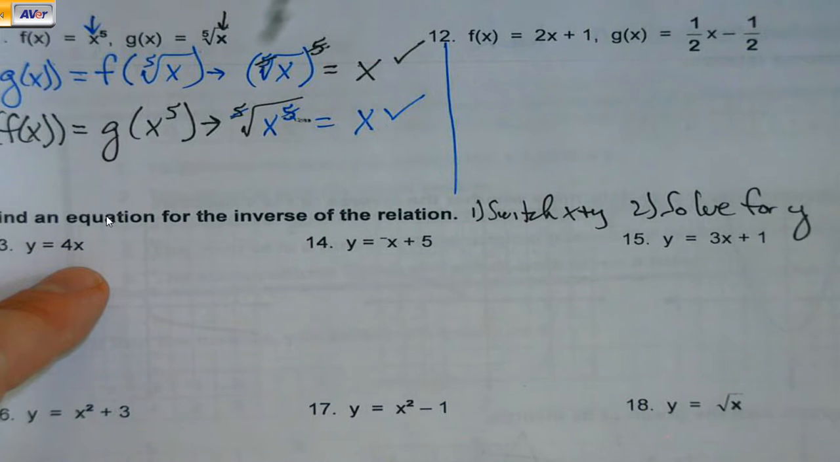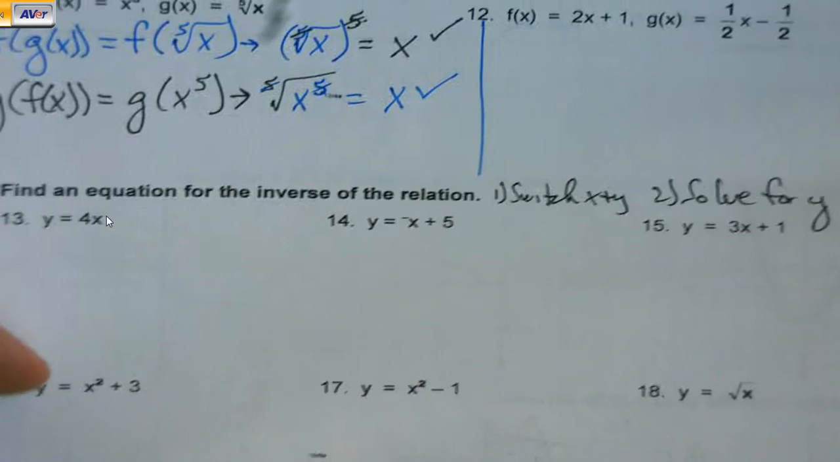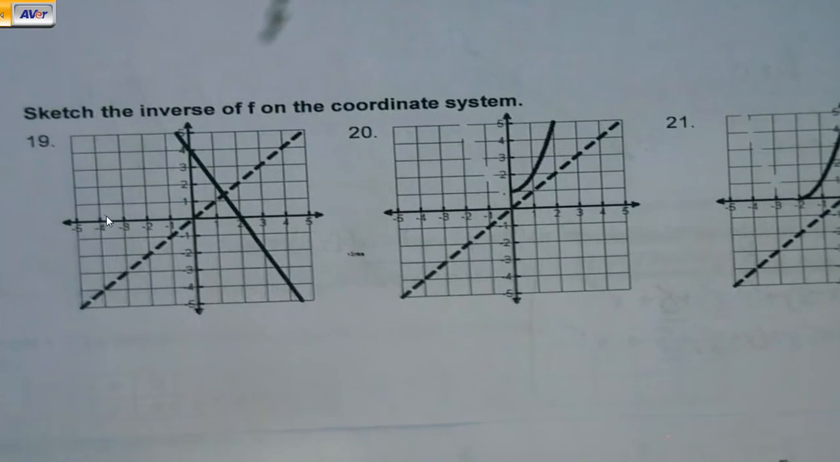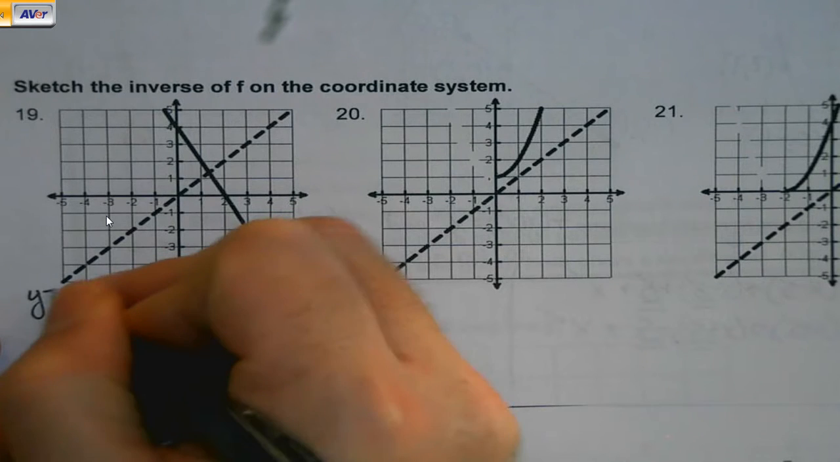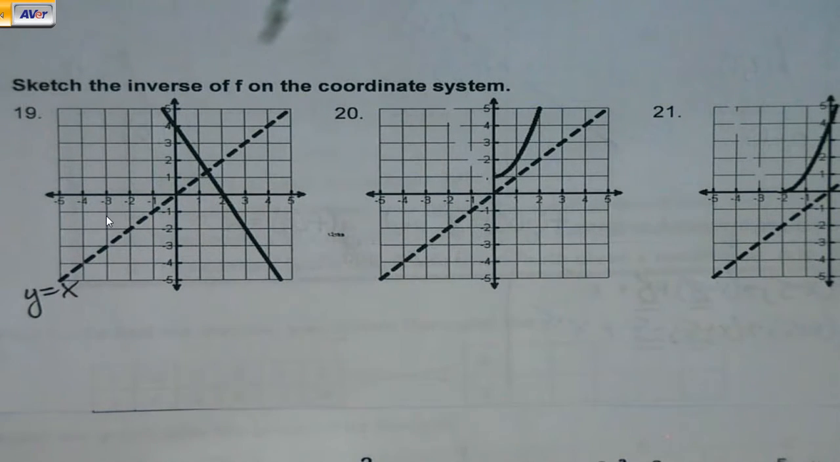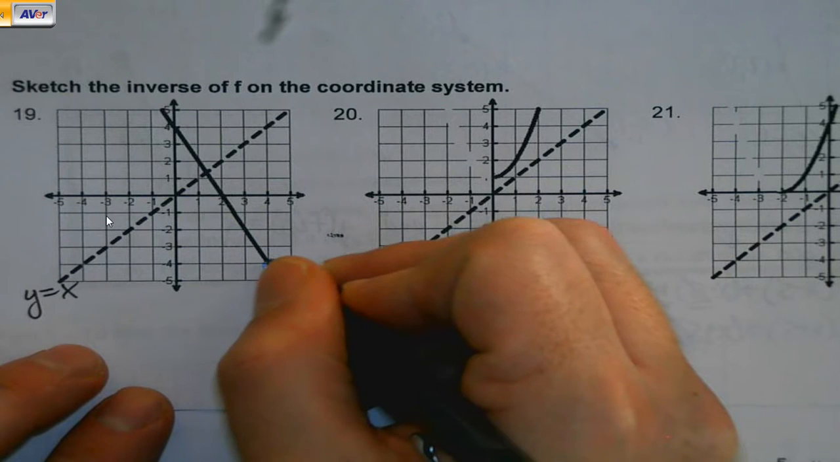When we get down to 19, 20, and 21, it says sketch the inverse of f on the coordinate system. That's going to seem interesting. Some of you that are watching this later are going, what's he talking about? Oh, down here. Okay. So here's how this is going to work. This is the line y equals x. This is the line we're reflecting over. So if I were to take my paper when we get done and fold it over that dotted line, I'd see the same points on each side. So how am I going to sketch the inverse? Well, we're going to find some points on here.